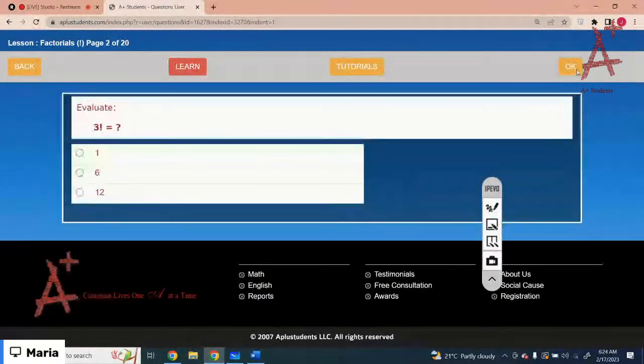Okay, the next one is evaluate 3 factorial. So that means you have to start with 3 and multiply all the numbers between 3 and 1.